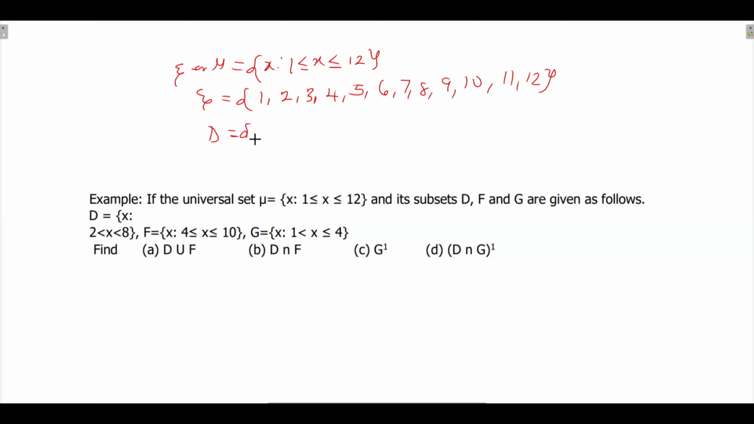Now let's list the elements of D. We are given that x such that 2 less than x less than 8. Now look at that one. That means x is greater than 2. You start from 3, 4, 5, 6, 7, less than 8, so 8 is not part. That's the elements of D.